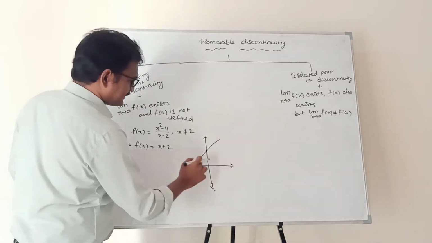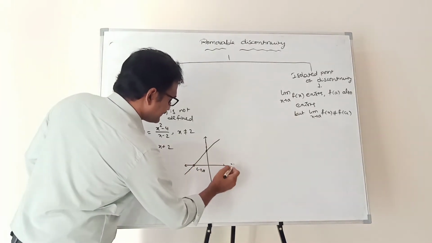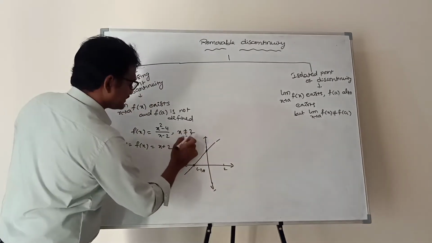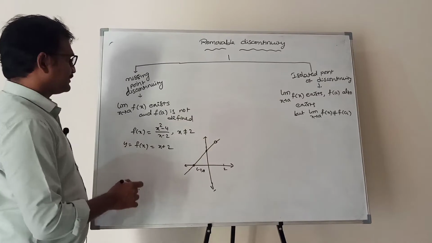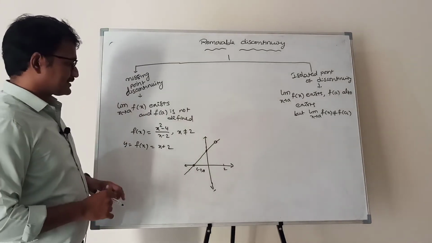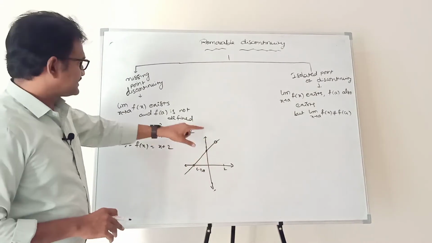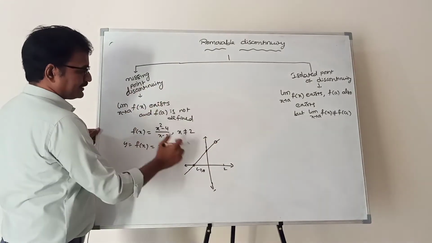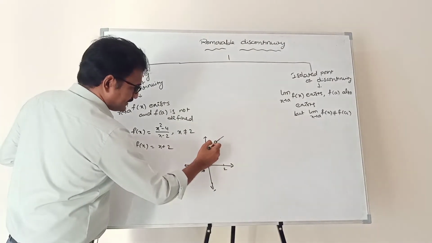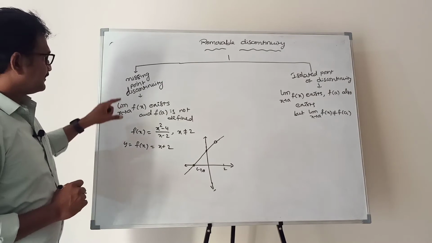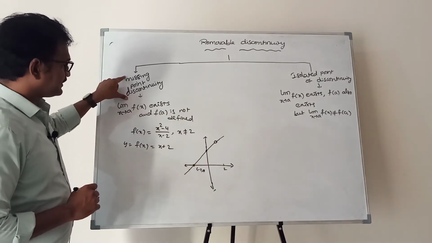This line is continuous everywhere except at 2, because at 2 this function is not defined. So except at this point, this function is discontinuous. This point is missing, so that's why this is called missing point discontinuity. The right side of 2 we can define, the left side also we can define, but at 2 this function is not defined. That's why this is called missing point discontinuity.